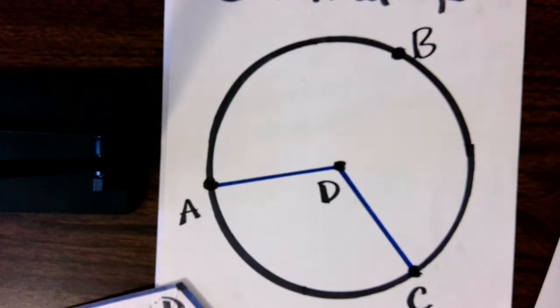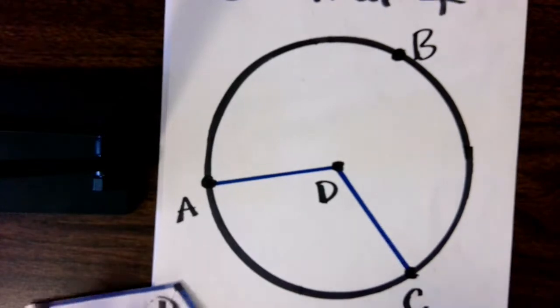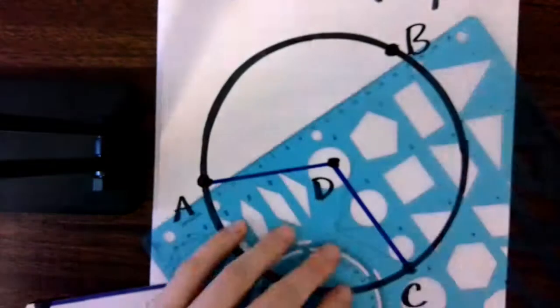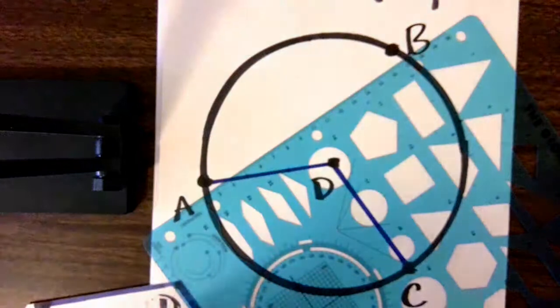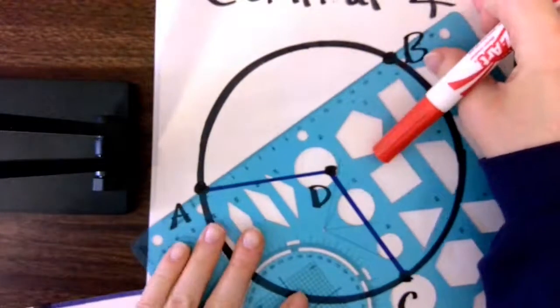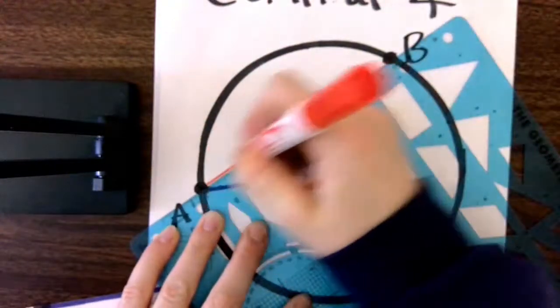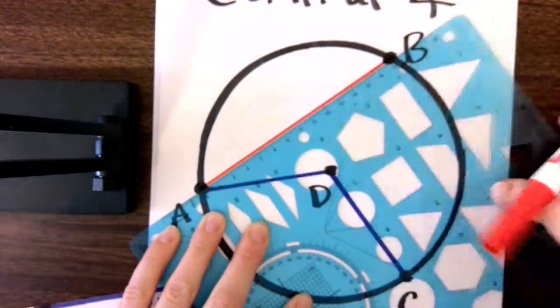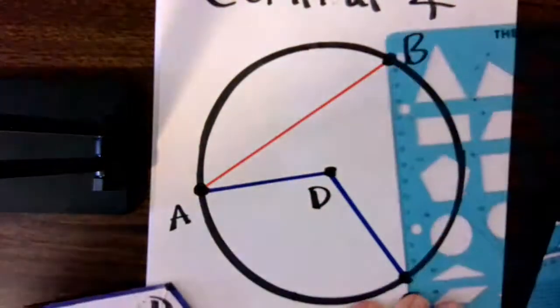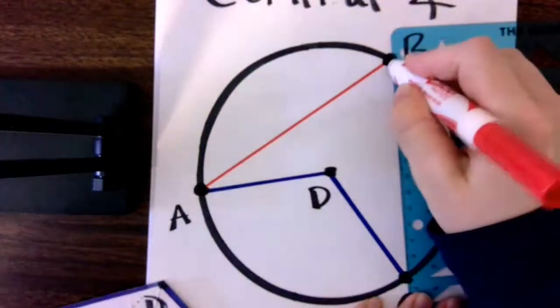Inscribed angle, and that's because I already have ADC. My central angle is blue, so I'm going to make it red this time. So I'm going to draw an inscribed angle. That means I'm going to pick any point on the circle. I just happen to pick B. We okay with that? Okay, thanks for going with it. So I'm going to draw an inscribed angle from A to B to the same points.